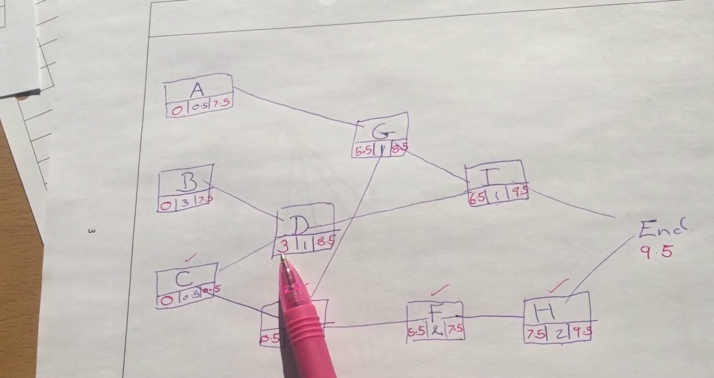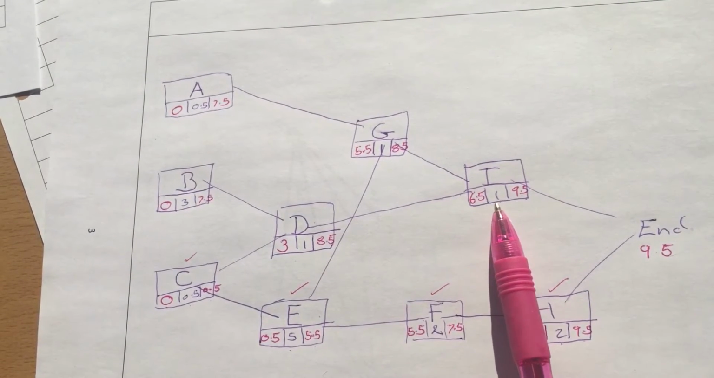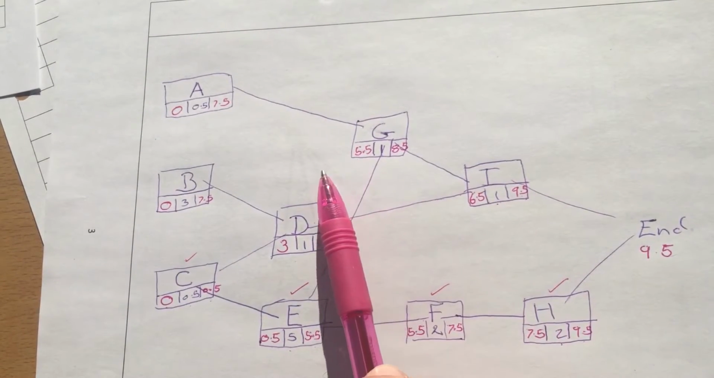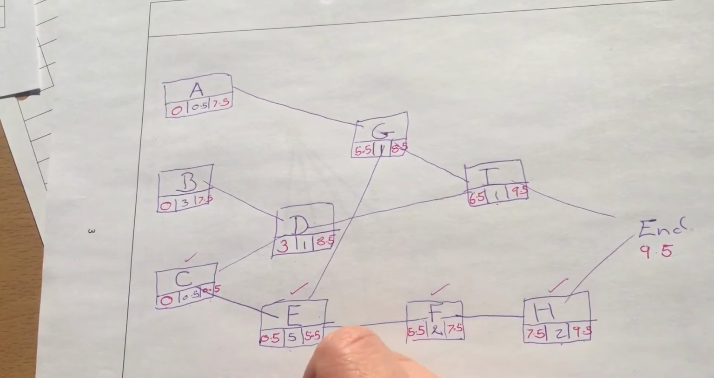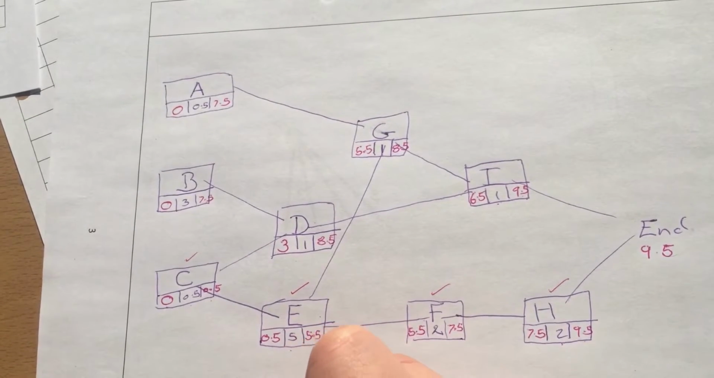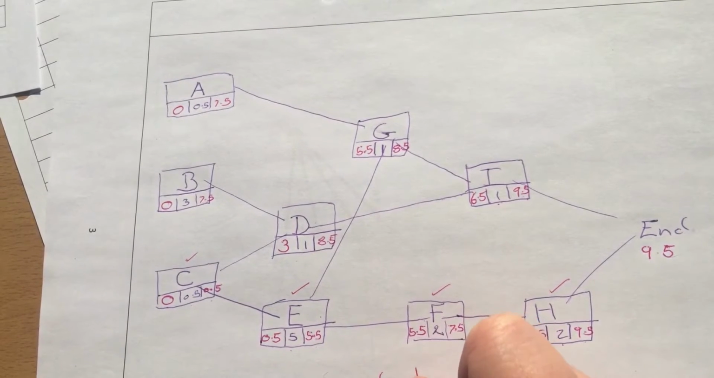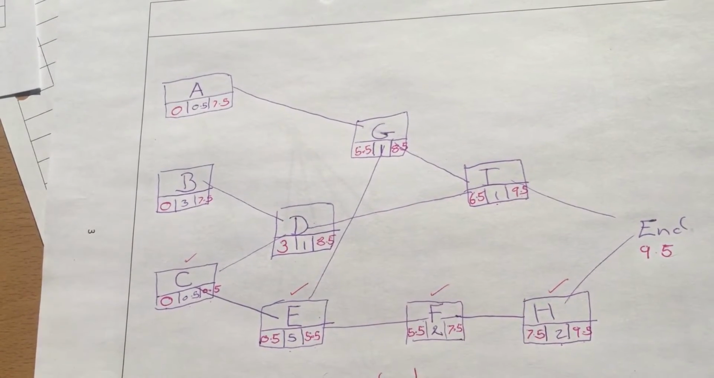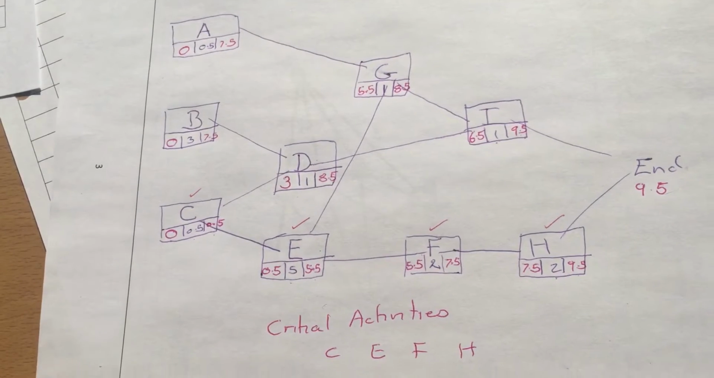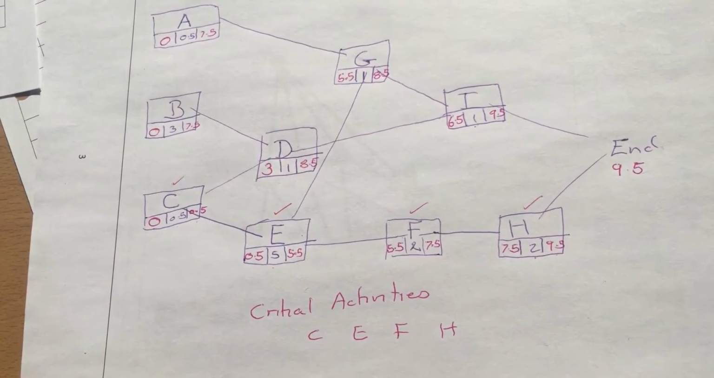Whereas when we're up here, 3 plus 1 isn't 8.5, 6.5 plus 1 isn't 9.5, 0 plus 3 is definitely not 7.5. So our critical activities are C, E, F and H. They're often phrased as critical activities because it's not always a path. You may have bits where it's doubled up.